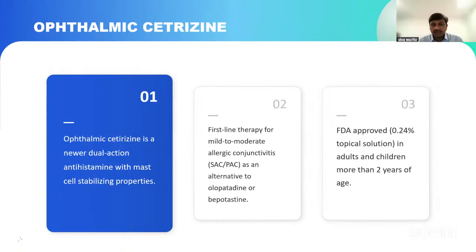If olopatadine is working, I don't know why cetirizine has any other role, but sometimes patients on olopatadine and Pazeo also have some kind of a sensation. Maybe this may help in that. It is already approved as a 0.24% topical solution and is freely available in the market as of now. As per the studies, it is useful in any patient who is more than 2 years of age.